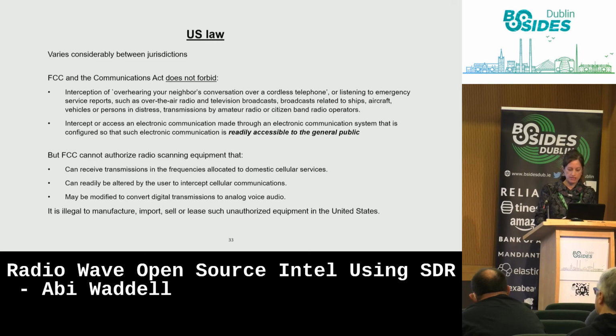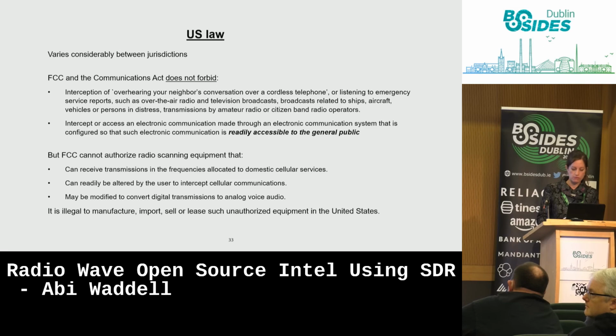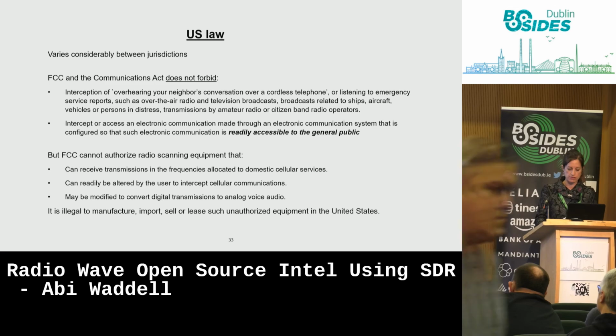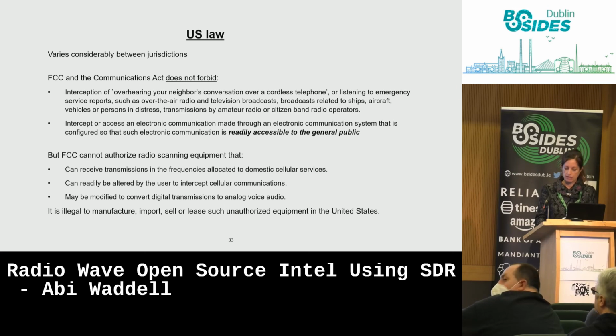The law here varies considerably between the different states. In general, the FCC and Communications Act does not forbid the interception of overhearing your neighbour's conversation over a cordless telephone or listening to emergency service reports, media broadcasts and transmissions by amateur radio operators. Now, this bit is interesting. It's legal to intercept communication that is readily accessible to the general public. This may be open to interpretation.